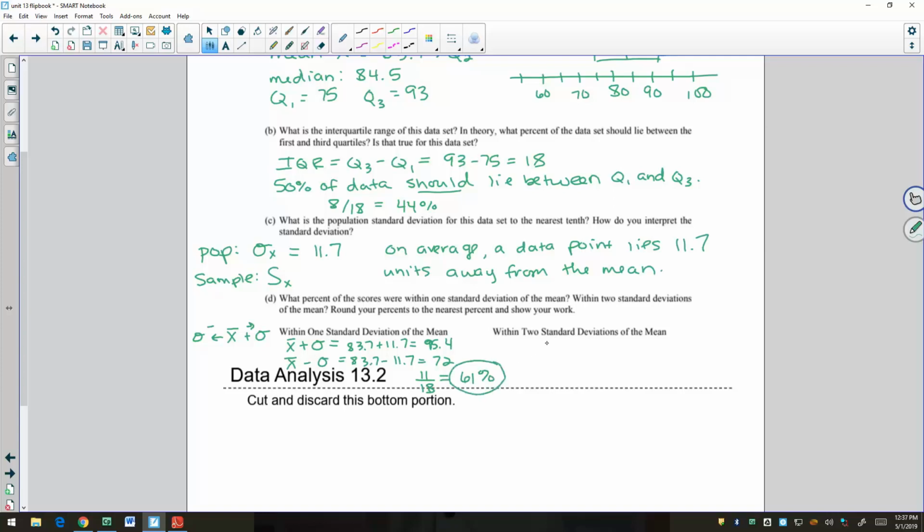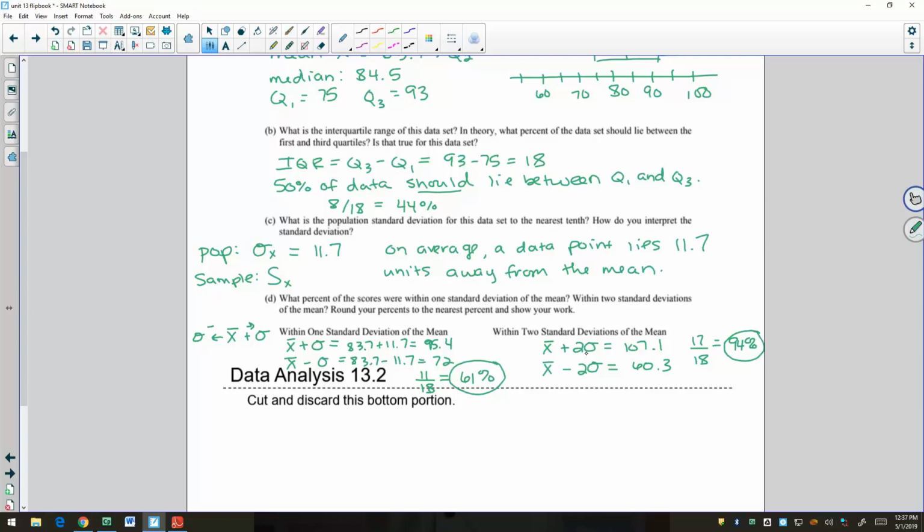Now we want to go 2 standard deviations away. So I'm going to take the average and add on 2 of those 11.7s. That turns out to be a score of 107.1. And if I subtract off 2 of those 11.7s from the mean, that is 60.3. So now count up how many scores fall between 60.3 and 107.1. That is 17 of them. That's all of them except the lowest one, which was 56. So that is 94%. 94% of them fall within 2 standard deviations from the mean.